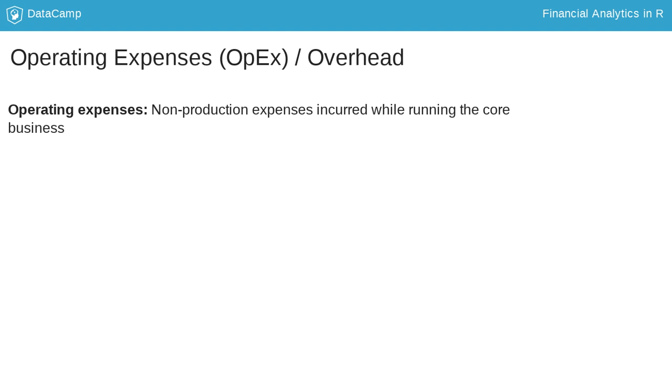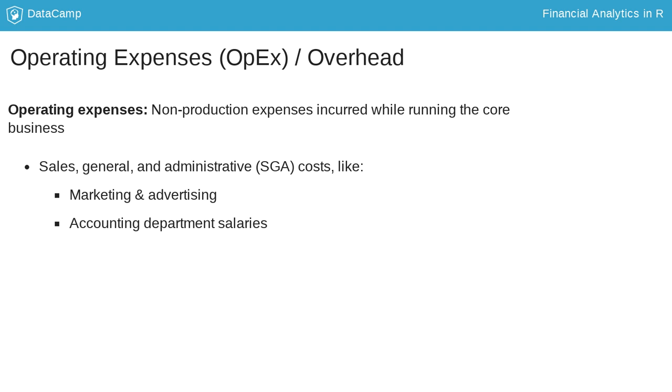In contrast, operating expenses, or overhead, are necessary to run our business but not directly tied to production. A standard example is sales, general, and administrative costs, also called SG&A, such as advertising or the salary of a staff accountant. Another type of operating expense is wear and tear on equipment. While this is related to production, it's not a direct expense since it doesn't scale directly with the units produced.